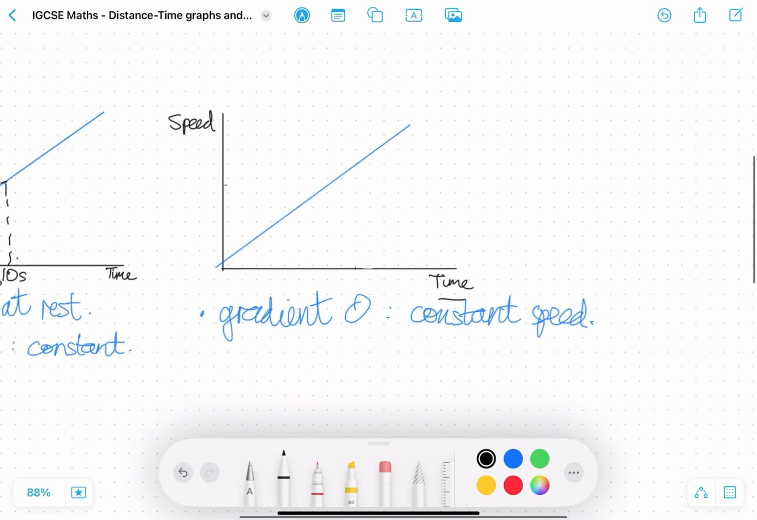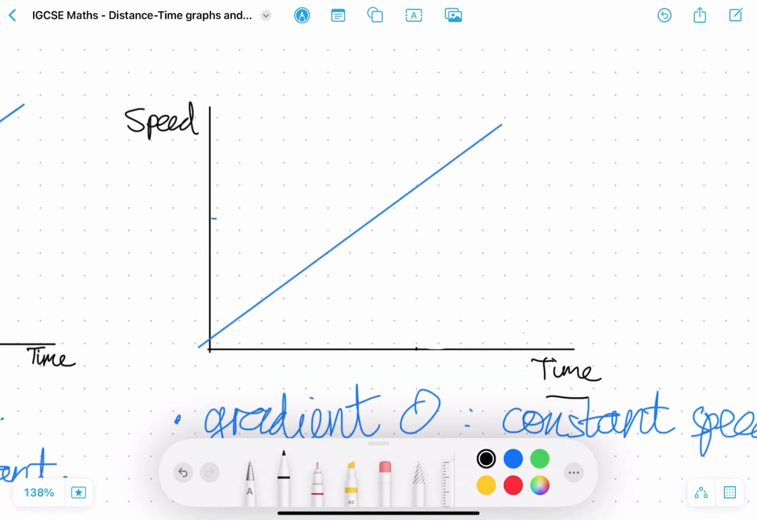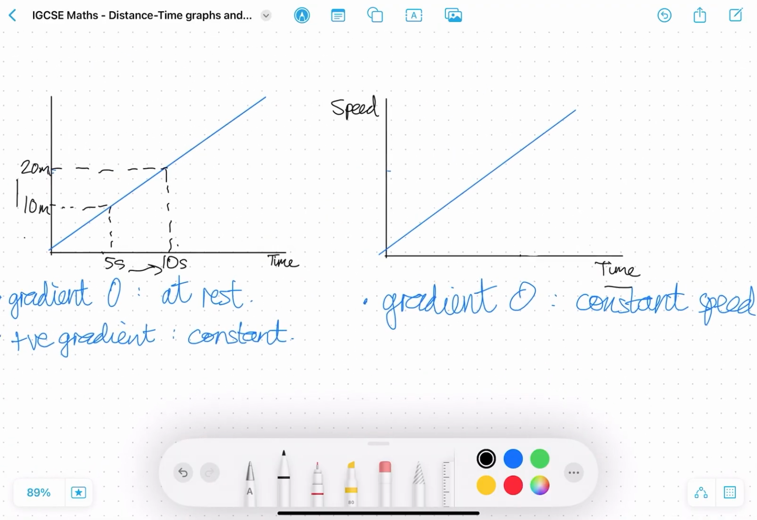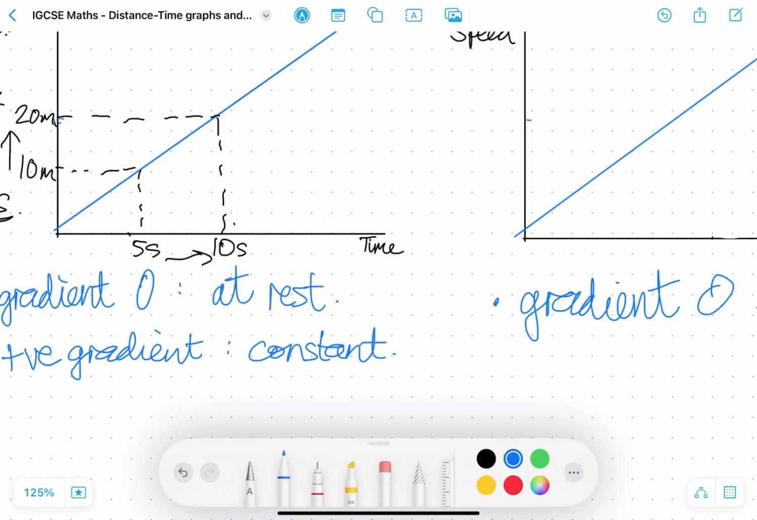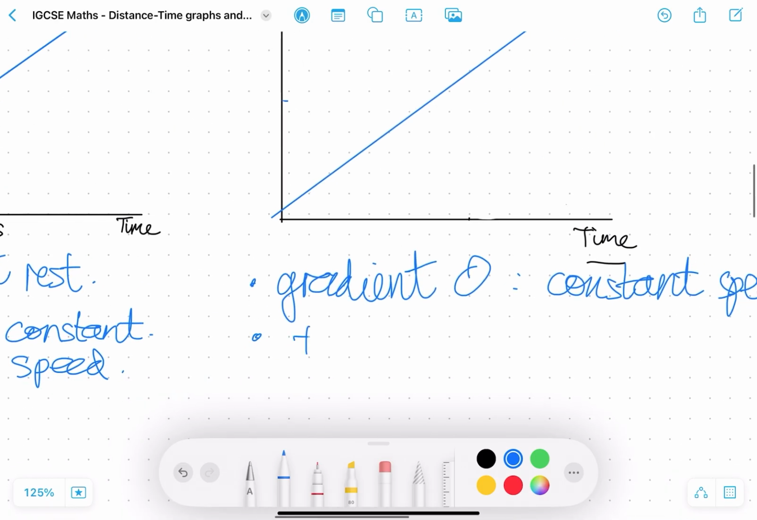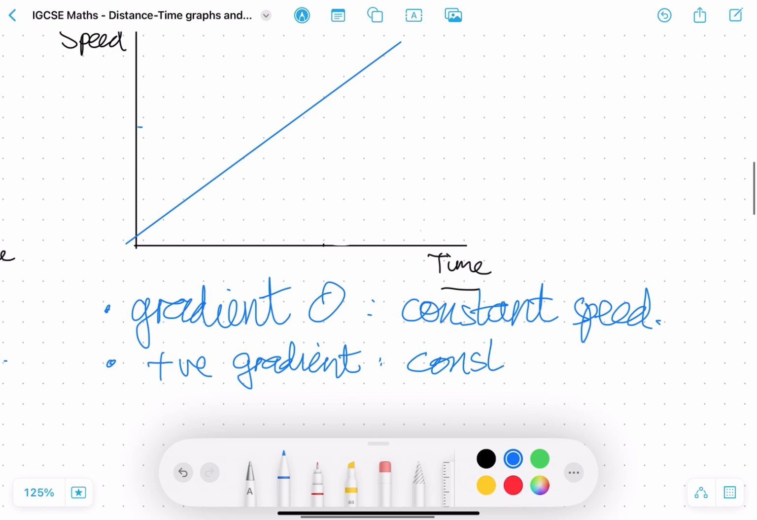On the other hand, when we have a speed time graph, let me just finish this up here. Positive gradient is constant speed. And here, when we have a positive gradient, a constant gradient indicates constant acceleration.